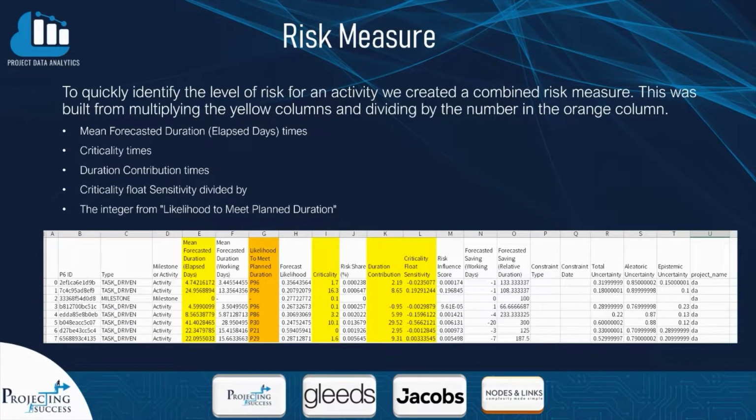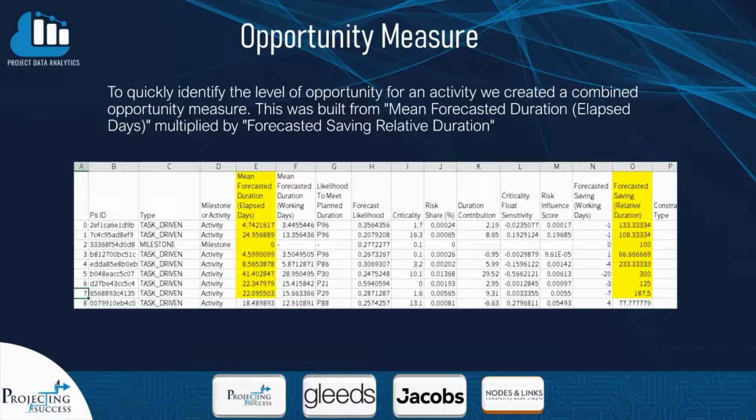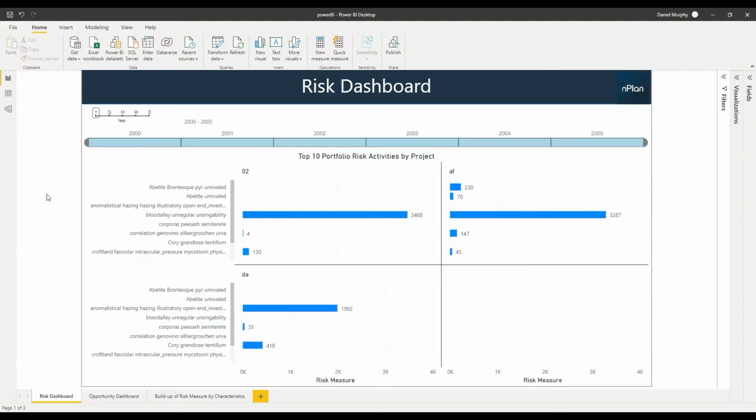We made a risk measure by multiplying the mean forecasted duration, elapsed days, times the criticality, times the duration contribution, times the criticality float sensitivity, divided by the integer taken from the likelihood to meet planned duration. For an opportunity measure, we used mean forecasted duration of elapsed days times the forecasted savings relative duration.